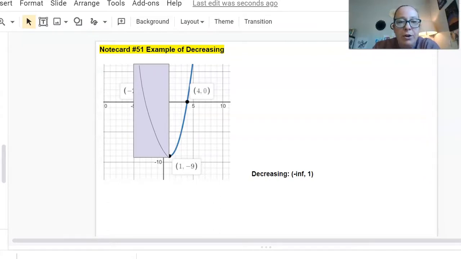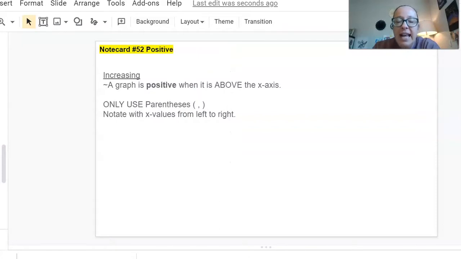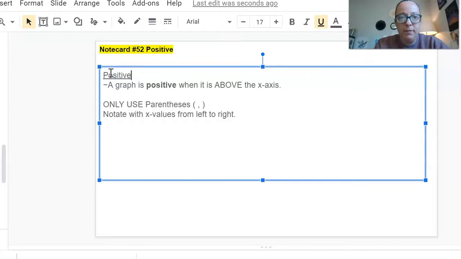So now we're going to go to note card 52, a lot of definitions today. Now we're going to talk about something you may have never talked about before. I'm fairly certain you talked about domain and range, and maybe even increasing and decreasing, okay? But now we're going to be talking about positive, and then we'll do negative, and that's our last thing. A graph, oh, I need to change this. It says increasing. Oh, my goodness. A graph is positive when it is above the x-axis. With parabolas, we're only going to use parentheses, and we notate with x values from left to right. So pause me and get that finished.